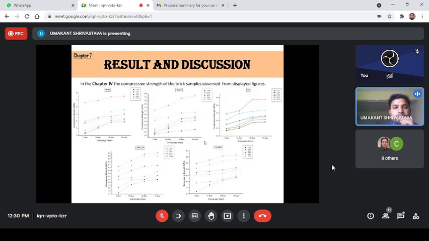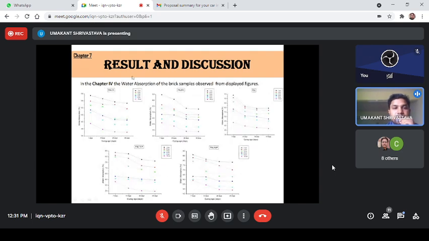In chapter 4, we have calculated the compressive strength of the brick samples, and here we are showing the plot of compressive strength versus curing age at different casting pressures of 1 ton, 2 ton, 3 ton, 4 ton, 5 ton, and 10 ton. We observed that the highest casting pressure of 10 ton shows the highest compressive strength in all the brick samples.